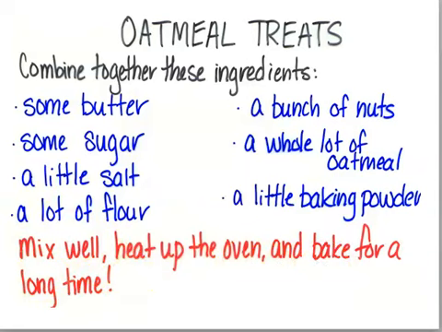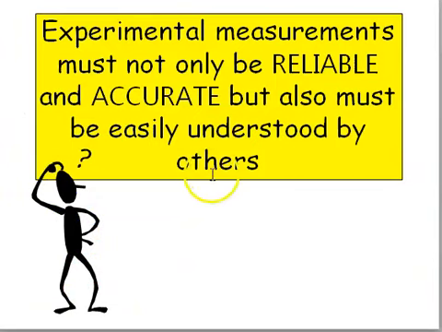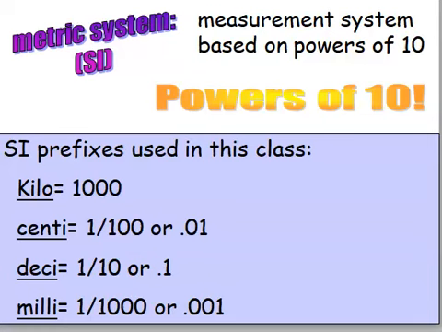So it's important for us to be able to make reliable and accurate measurements and also for those to be understood by others. All right, so some things that you'll see, we're going to use the metric system in science in general, and the prefixes that we'll encounter the most commonly are kilo, centi, deci, and milli.